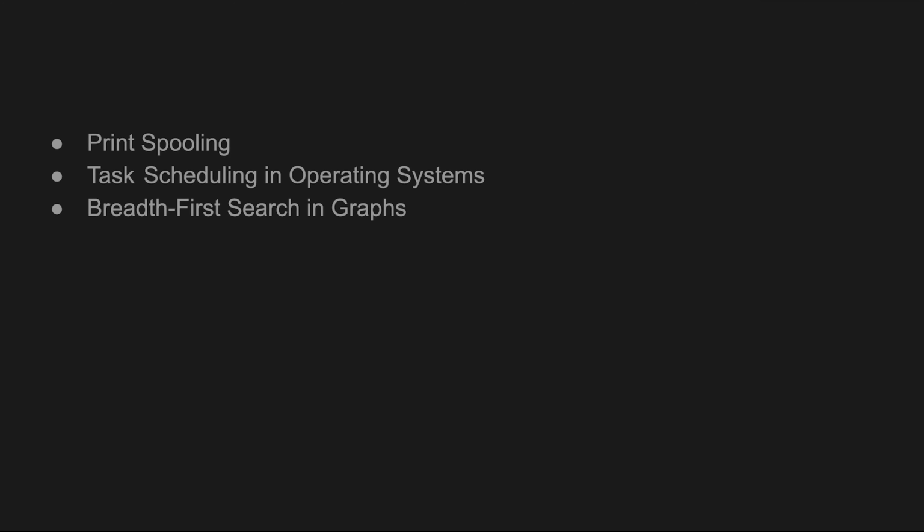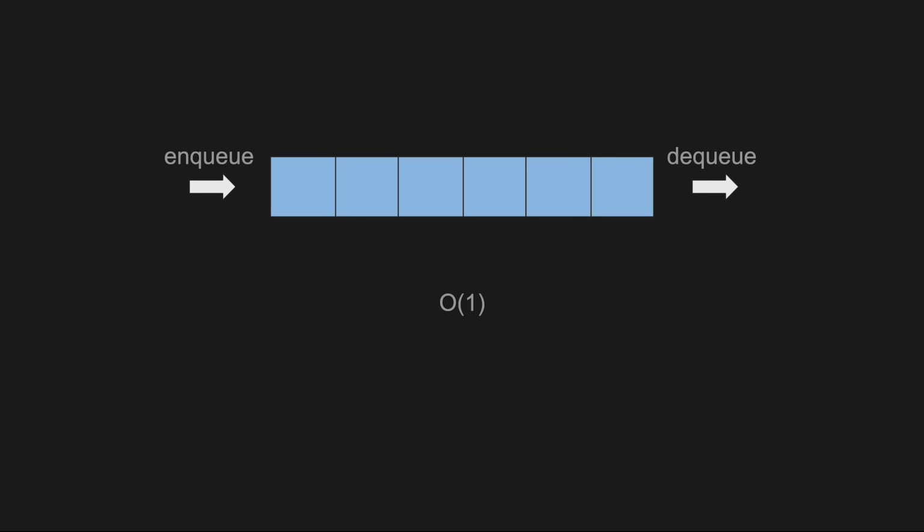Or even in algorithms like breadth-first search in graphs, where nodes are visited in layers, maintaining a queue of the next nodes to explore. Finally, let's touch upon the time complexity of basic queue operations. Generally, enqueue and dequeue operations have Big O of one time complexity.